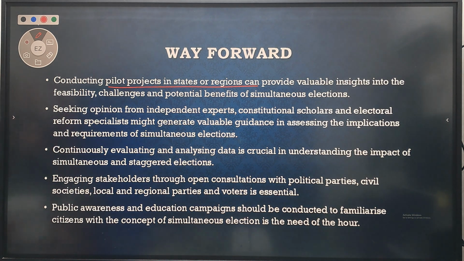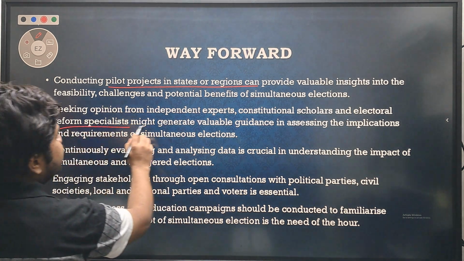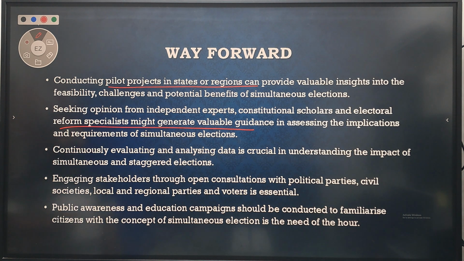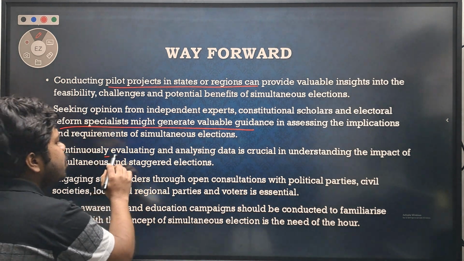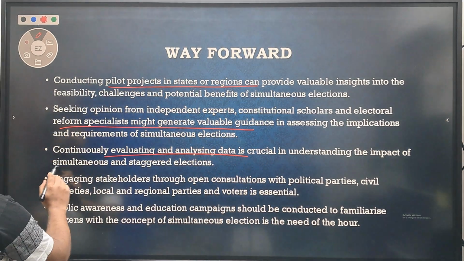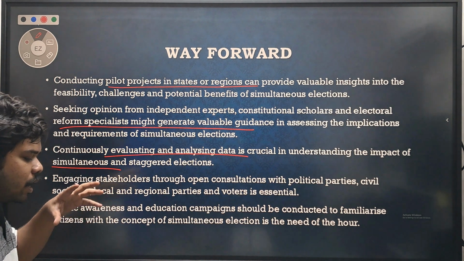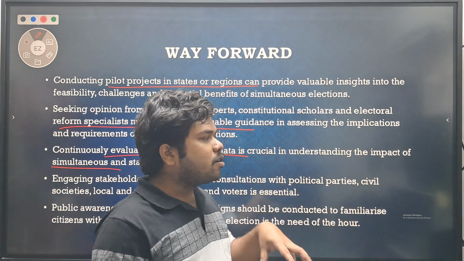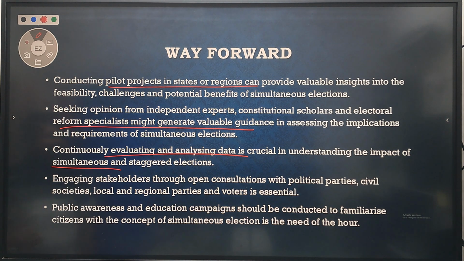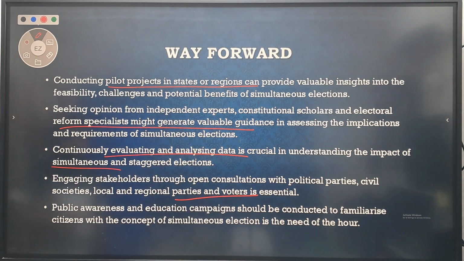Seeking opinion from independent experts is needed. Constitution scholars and electoral reform specialists might provide valuable guidance in assessing the implications and requirements of simultaneous elections. Continuously evaluating and analyzing data is crucial in understanding the impact of simultaneous elections. Next, engaging stakeholders. The government has to come to the same table to talk with stakeholders like the opposition political parties, civil society, local regional parties, and voters. Those are an essential part also.